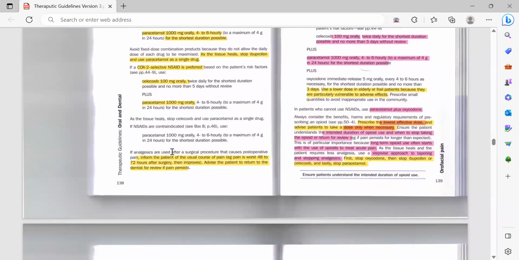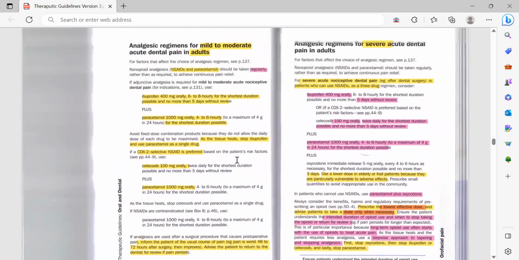If analgesics are used after a surgical procedure that causes post-operative pain, inform the patient of the usual course of pain, which is that pain is worst 48 to 72 hours after the surgery, and then it will improve. Even if we did an extraction, due to the soft tissue manipulation the patient would be in pain, and it would be worst between 48 to 72 hours, and then it would improve. Advise the patient to return to the dentist for review if pain persists.